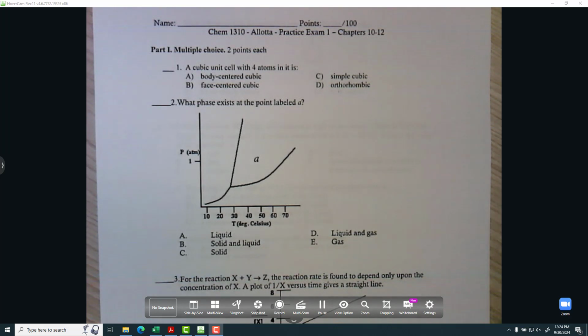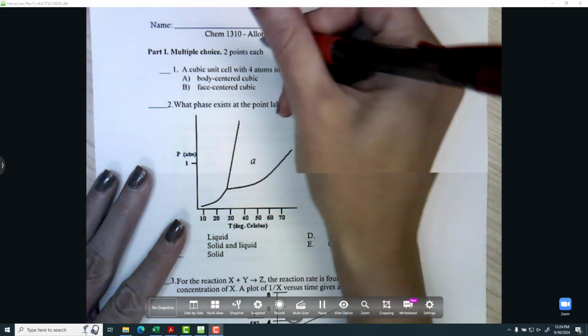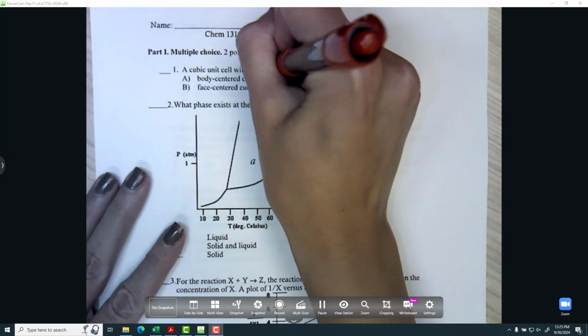All right, I want to just go over how I got all the answers on the practice exam. So for the first one, we're talking about packing.